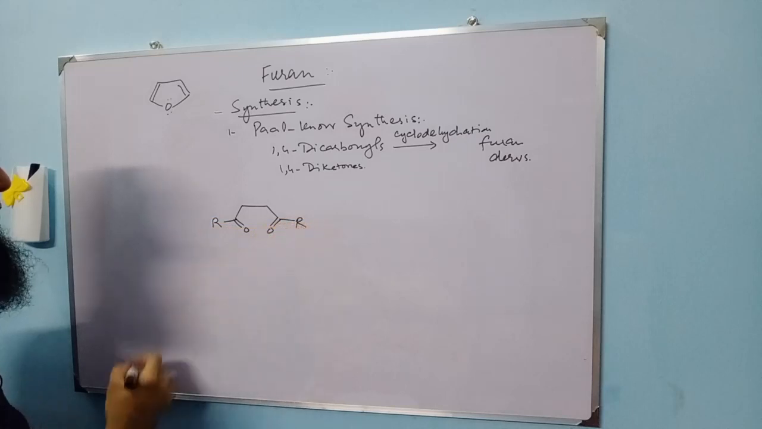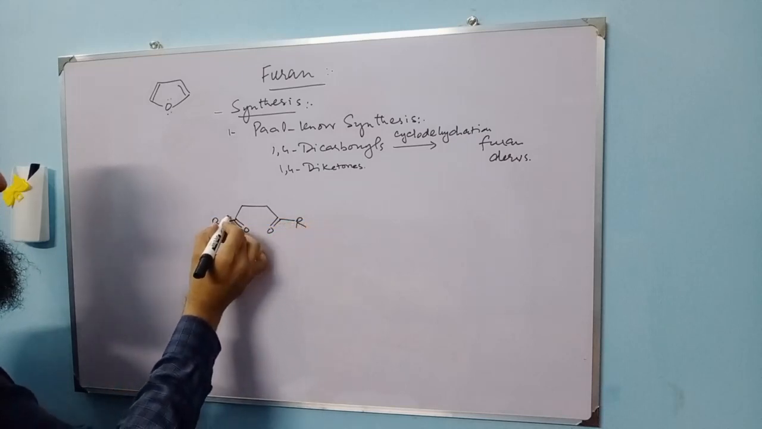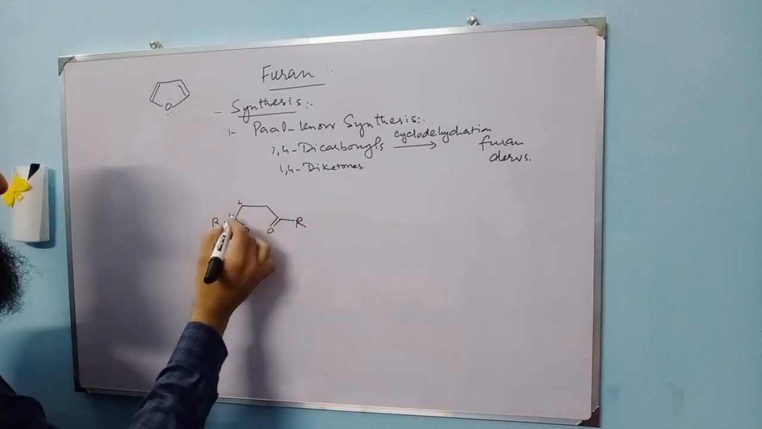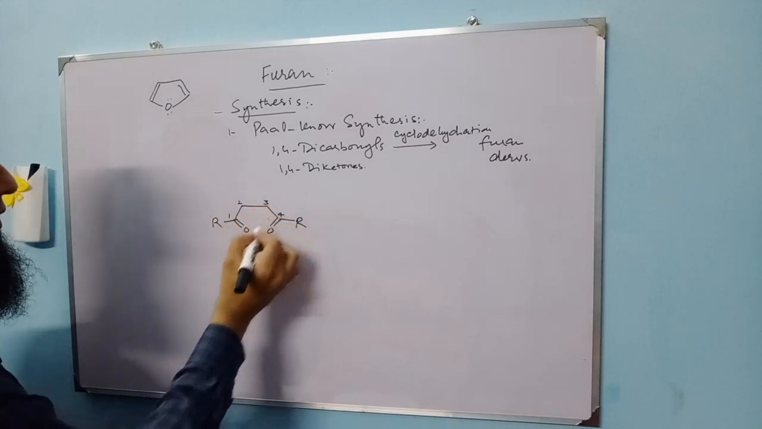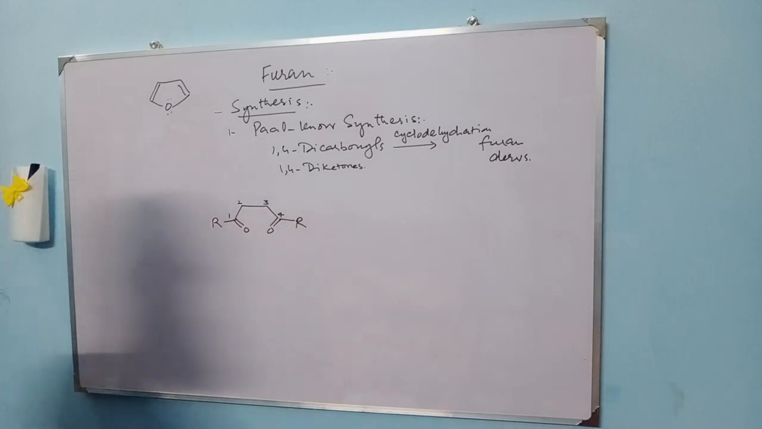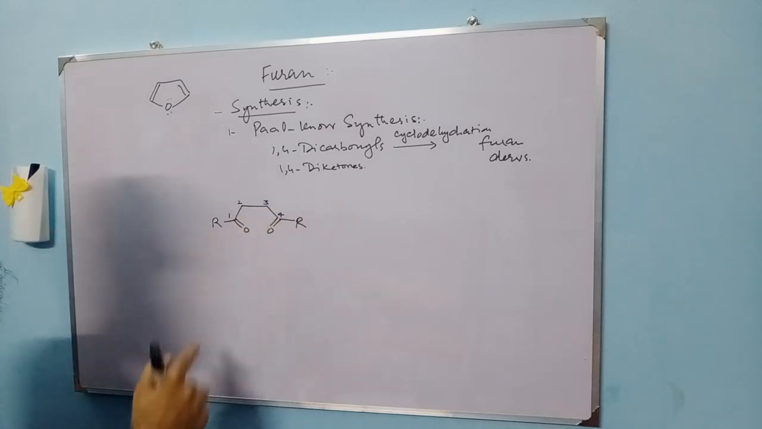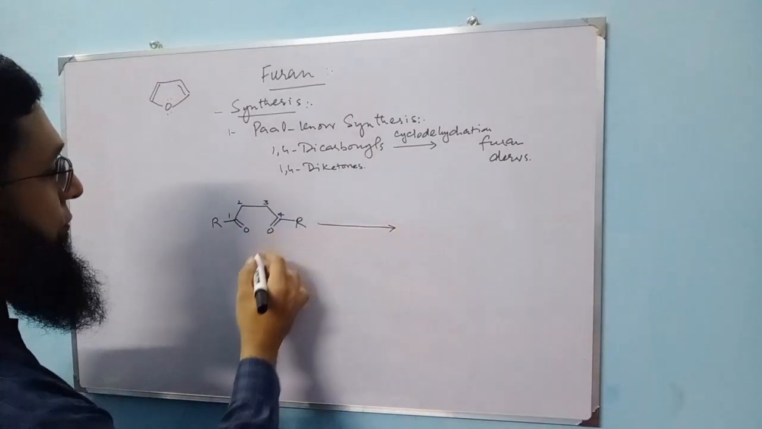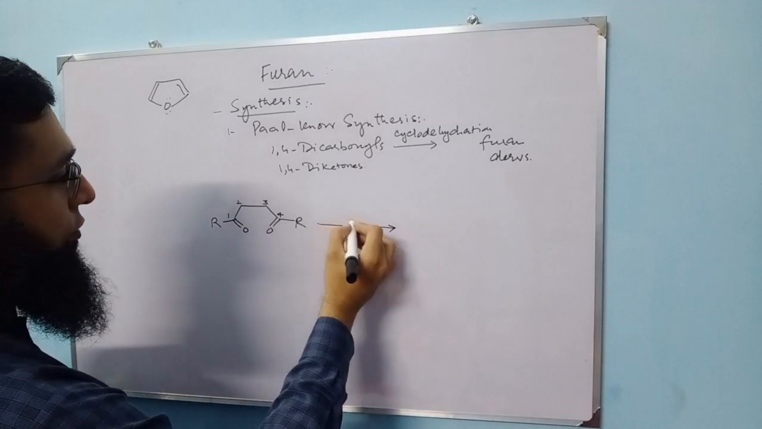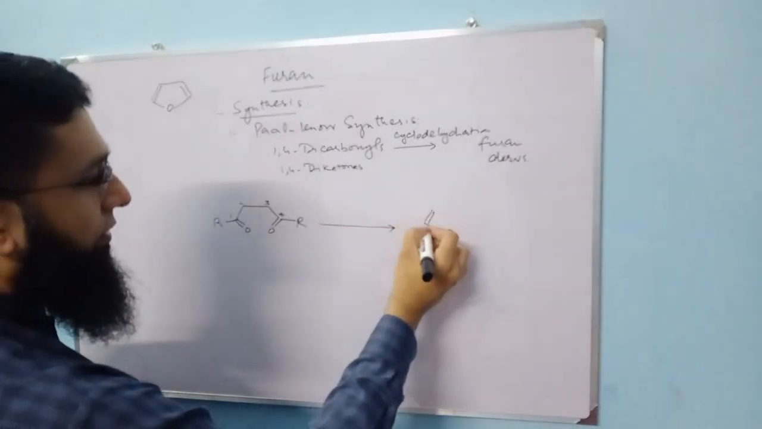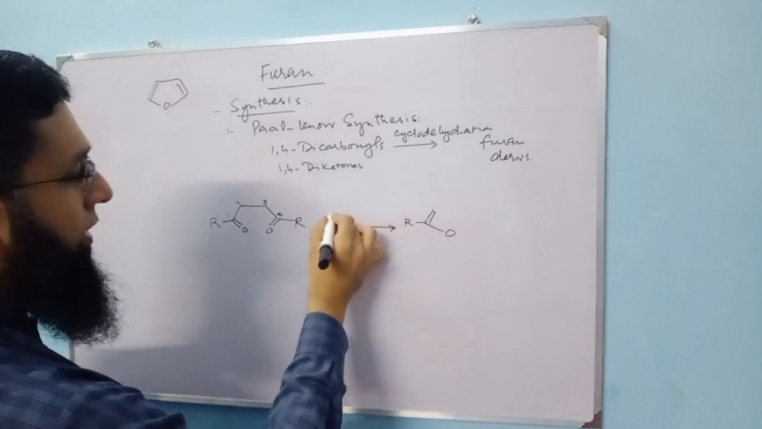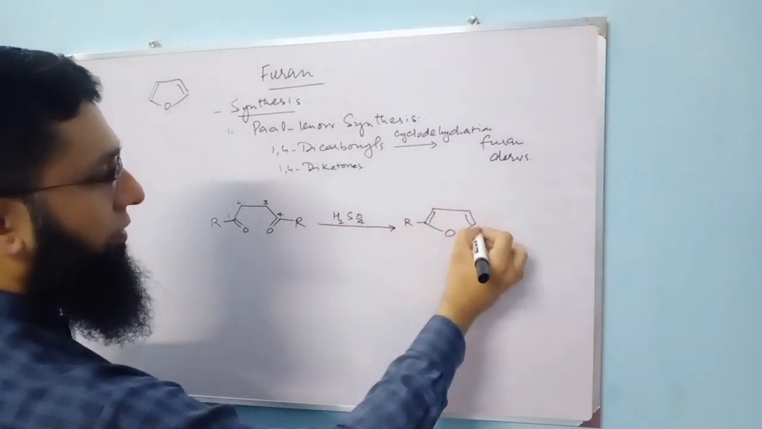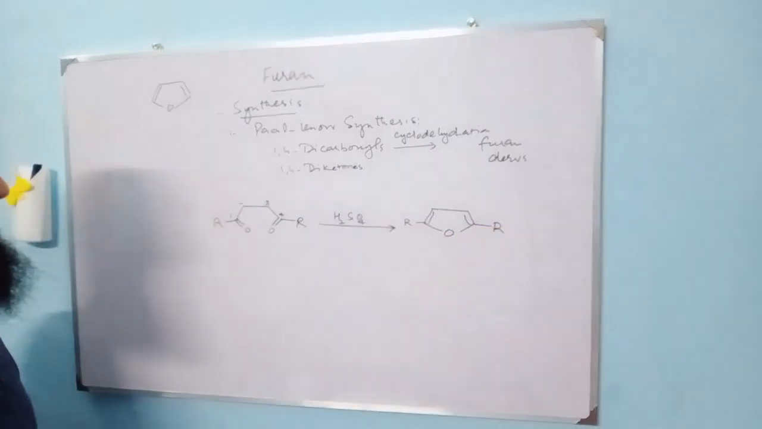we have this 1,4-diketone, 1,4 because with respect to the position of functional group relative to each other. This is not a nomenclature numbering, rather it's relative positioning of two functional groups. And this 1,4-diketone undergoes cyclodehydration in the presence of concentrated sulfuric acid, and we get furan derivative.